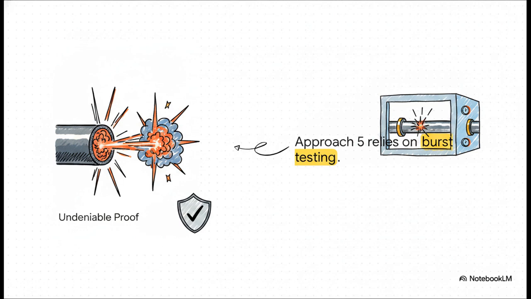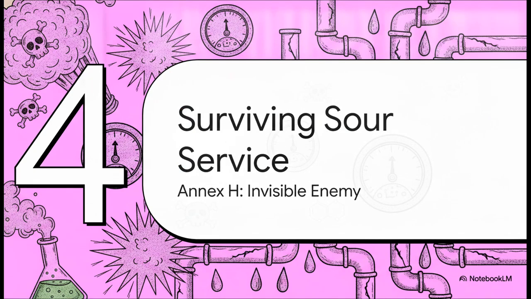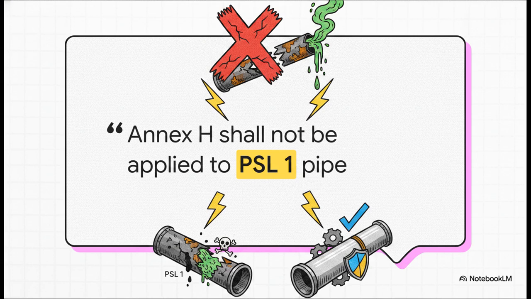It's the ultimate, undeniable physical proof that the steel can actually arrest a fracture. All right, part 4, surviving sour service. This is Annex H, where we fight the invisible enemy. We are pivoting now from explosive physical pressure to downright chemical warfare inside the pipe.